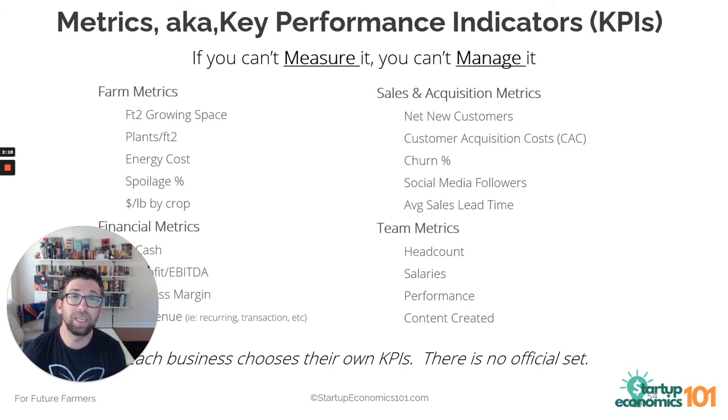So for example, in the farm, it could be how much growing space you have. It could be your loss percentage and spoilage. It could be our overall energy costs. We could also look at it from a sales perspective. We could look at how many new customers we have or how we're acquiring customers. It could be really anything. And what we're going to want to do as the entrepreneur is set up maybe 5 to 10 things that we're going to want to track and figure out how to track them.